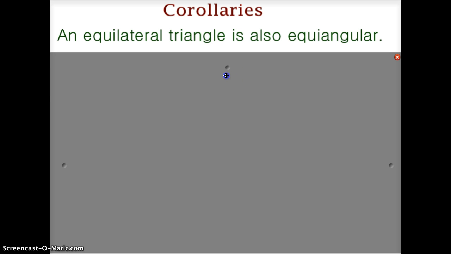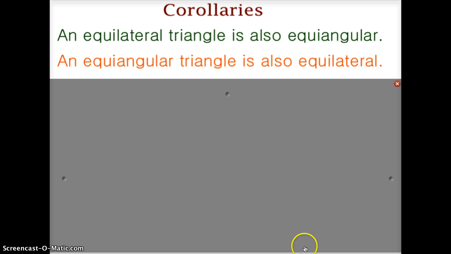The second corollary says an equiangular triangle is also equilateral. Think about the base angles. If the base angles are congruent, the sides opposite them are also congruent. And that could be said for any of the three angles of an equiangular triangle.